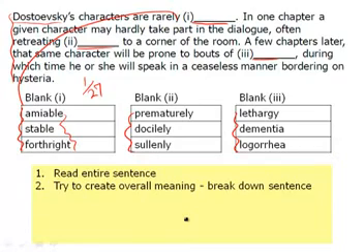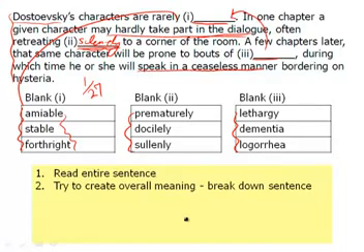So continue reading. We get, in one chapter, a given character may hardly take part in the dialogue, often retreating blank to a corner of the room. Okay, so they're maybe retreating silently because they're not saying much. Just as I've done in other text completions, I'm putting in my own words as I read through. A few chapters later, that same character will be prone to bouts of blank, during which time he or she will speak in a ceaseless manner. So they go from not speaking at all, retreating silently, to speaking in a ceaseless manner, meaning they keep talking and talking. So his characters, they are rarely what?